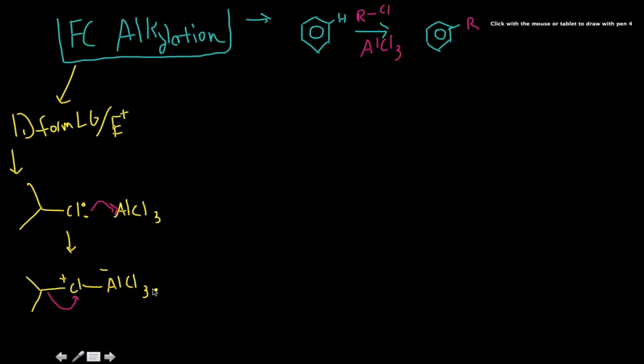Now, what does this give us though in this reaction? Well, we get ourselves a secondary carbocation floating around, and aluminum tetrachloride still has a negative formal charge.